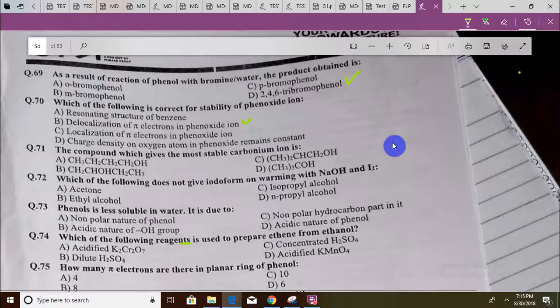Which compound will give the most stable carbonium ion? Carbonium means cation, basically positive. The one that is in a tertiary formation ought to give the most stable one. So I would go with D. So next, which of the following does not give iodoform on warming with NaOH and I2? Acetone does, so does ethyl alcohol. And propyl alcohol unfortunately does not. Isopropyl can. Again, I would explain, but this is a piece of cake for A-level students.